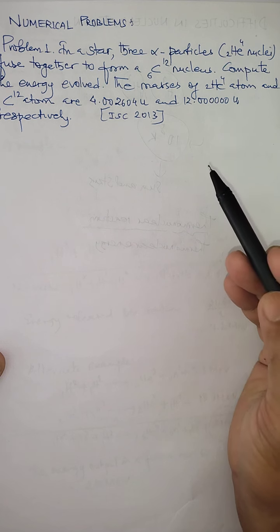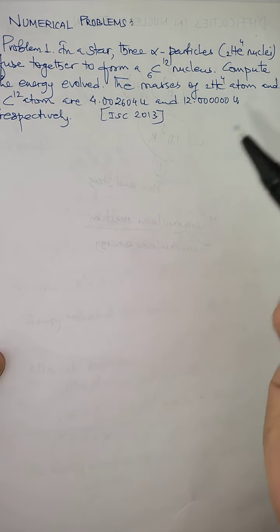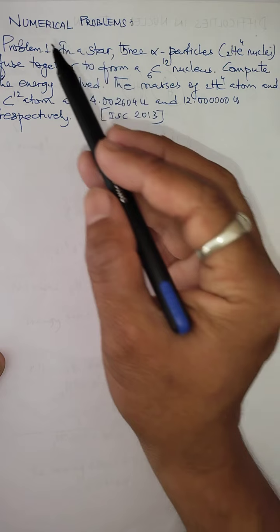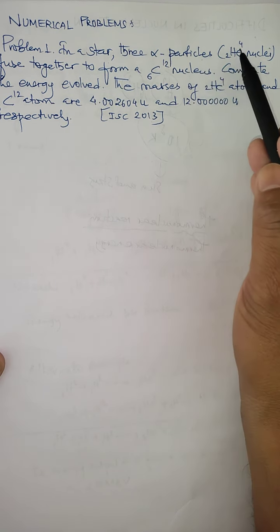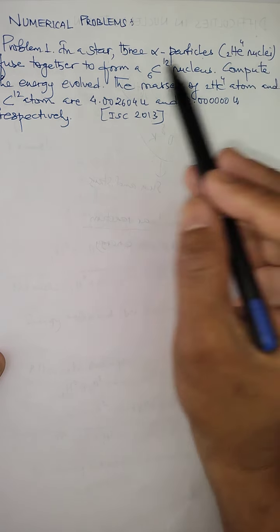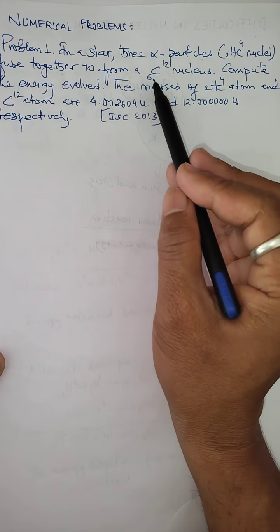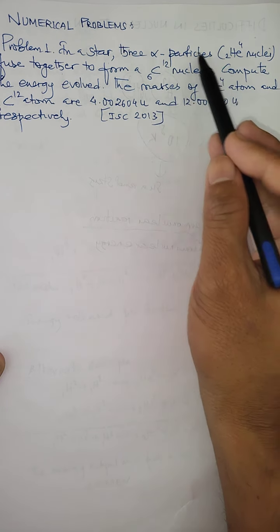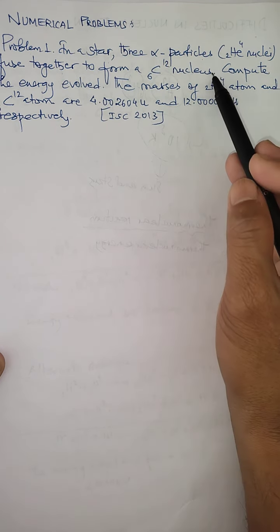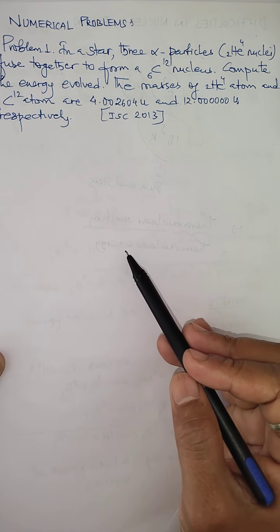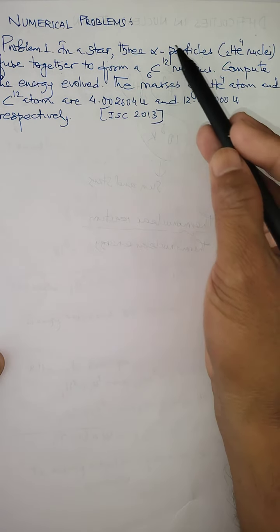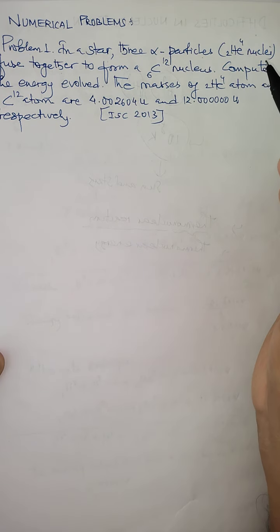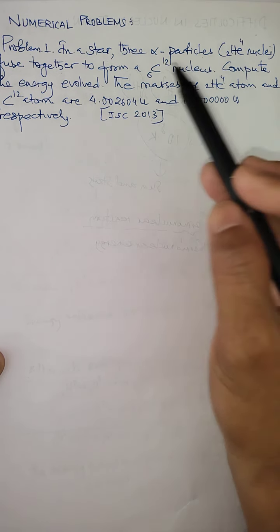What reaction? Fusion reaction. As I said, fusion reaction can occur in sun, stars and all. So the problem says that in a star, 3 alpha particles, where an alpha particle means a helium nucleus He-2-4, fuse together to form a carbon-12 nucleus (C-6-12), one of the stable isotopes of carbon. Compute the energy evolved. When lighter nuclei combine or fuse to form a heavy nucleus, some energy will be liberated under the reaction called fusion reaction, and that energy we need to calculate.